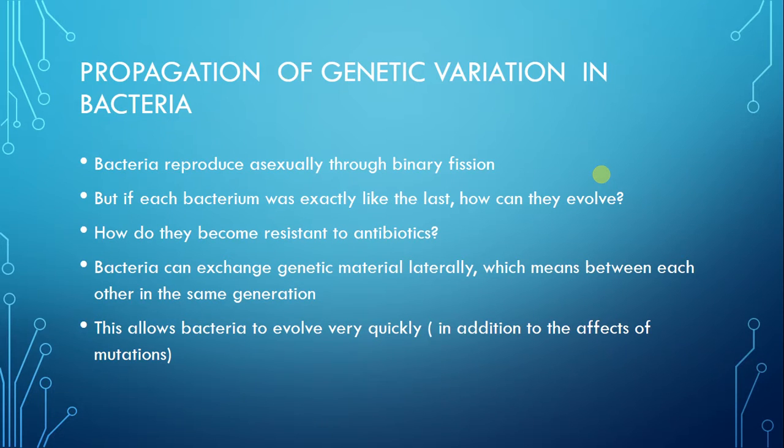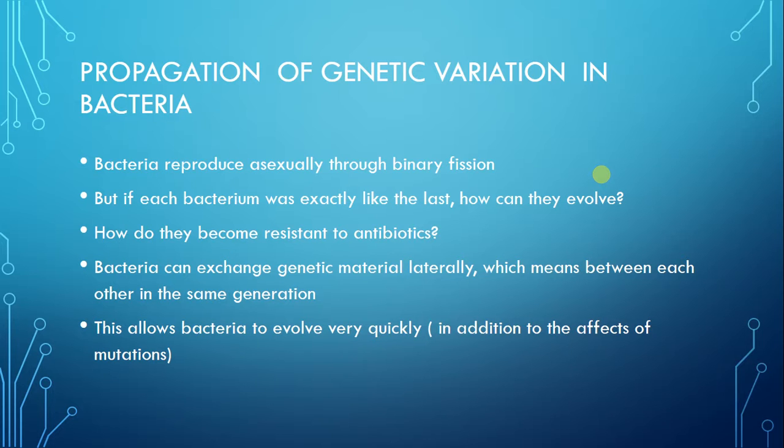Last thing I want to talk about is genetic variation in bacteria. So you might be wondering, well, bacteria reproduce asexually through binary fission. So there's no crossing over, there's no recombination of genetic material. There's no sexual recombination, getting some genetic material from mother and father. So how can bacteria evolve? How can they acquire new traits?